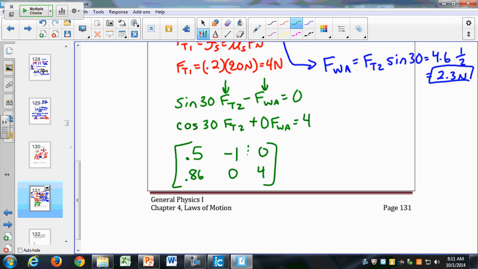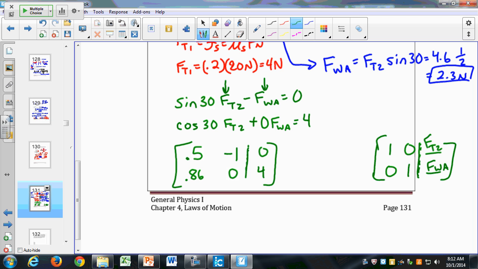Anybody know what kind of matrix this is? What's it called? Starts with an A, do you know? It's called an augmented matrix. That means that I have this extra little thing off to the side of it. Now, if I can get this matrix into this form, what we call an identity matrix, where it's 1, 0, 0, 1, then the numbers that I have over here on the right-hand side will be the answers to what is Ft2 and what is Fwa. Whatever number I have here will be the value for Ft2, and whatever I have here will be the value for Fwa.